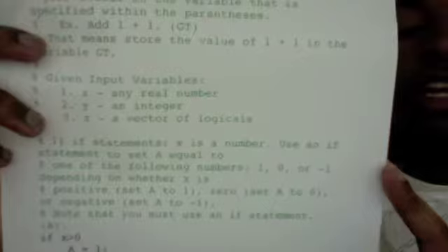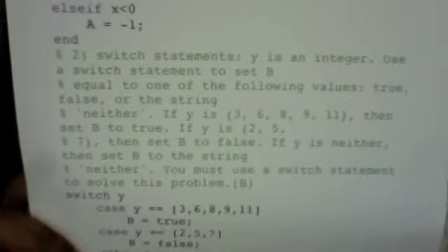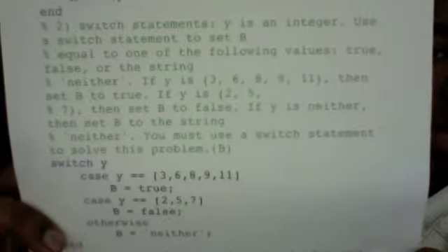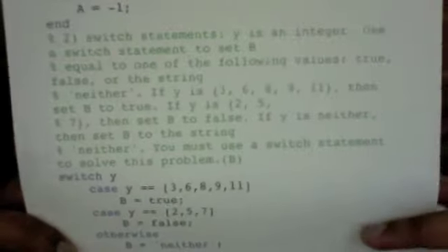So this is the beginning of the code. We have if x is greater than 0, then a will equal 1. Else if x equals 0, then a will equal 0. Else if x is less than 0, a equals -1. So that's the code to write an if statement for what they were asking in the first question. The second question is a switch statement.